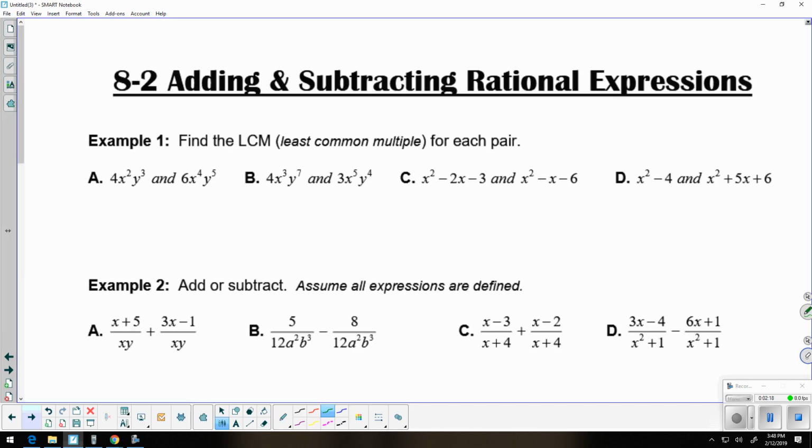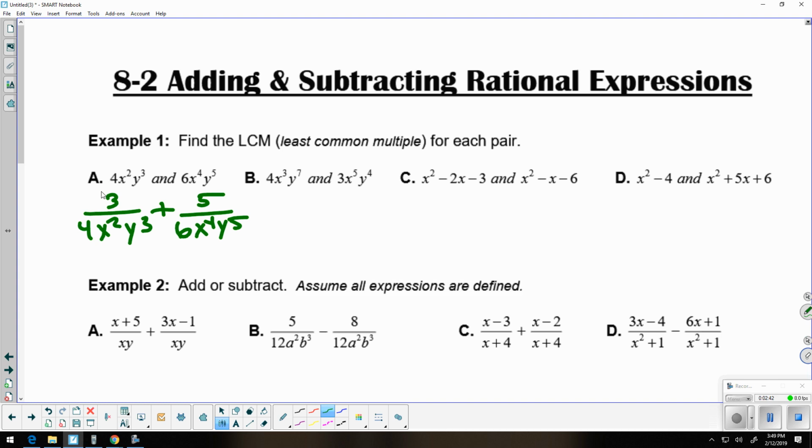Same thing, going back over here. These first few examples, we're just trying to find the LCM for each pair. So pretend like these are denominators. Pretend like the first one, example 1a, says 3 over 4x squared y cubed. And then you're trying to add to this, let's just say, 5 over 6x the fourth y the fifth. So pretend like these are denominators. You have to get your LCM.